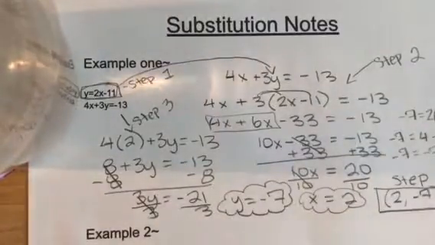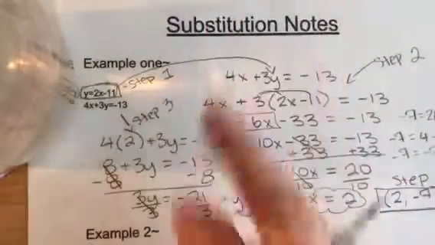All right, now on to example 2. So now we are in example 2. Example 2 is a little bit different from example 1 because we don't already have one of the variables isolated. So we have to do that first.